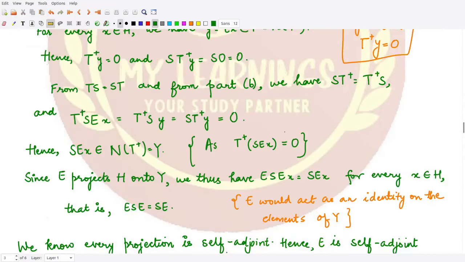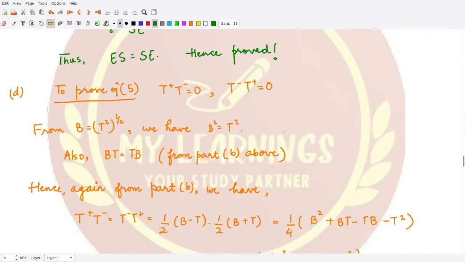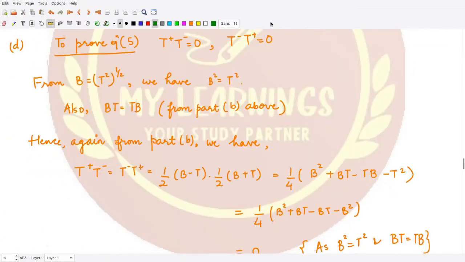Let's have a look at the first equation. Here we wanted to prove that T positive T negative is equal to the 0 operator, and T negative T positive is also equal to the 0 operator. That means both of them are equal, and they are equal to the 0 operator. We know by definition that B is the positive square root of T square. So if we square both sides, we obtain B square equal to T square.